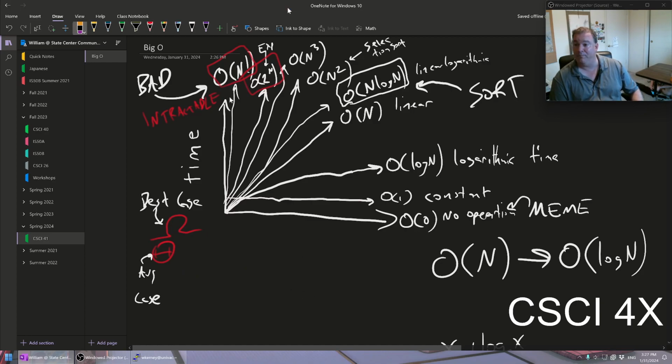What is the best case running time for BOGO sort? If you happen to get lucky, what is the running time? Order what? Order what for BOGO sort? You shuffle a deck of cards, and if it's sorted, you're done. Order 1. Yeah, you could just get lucky.